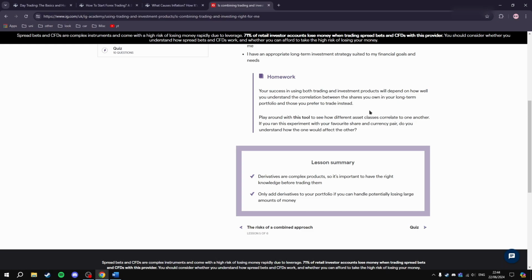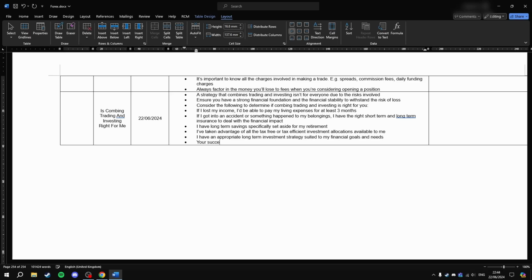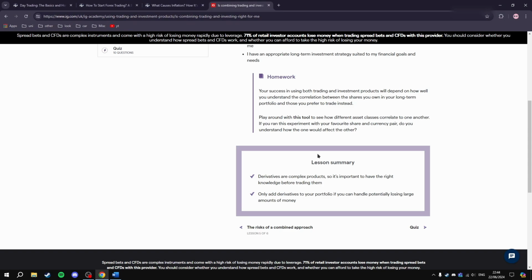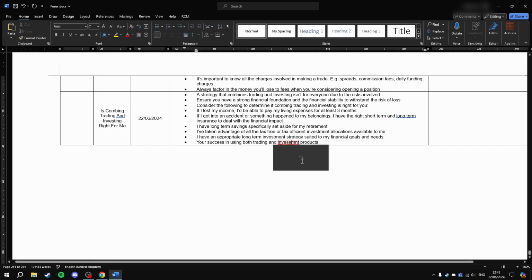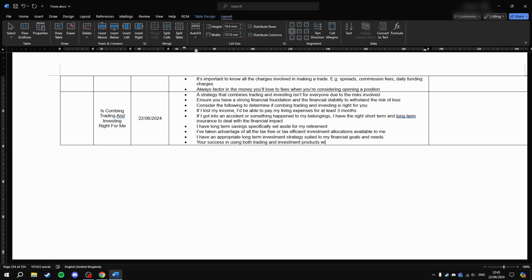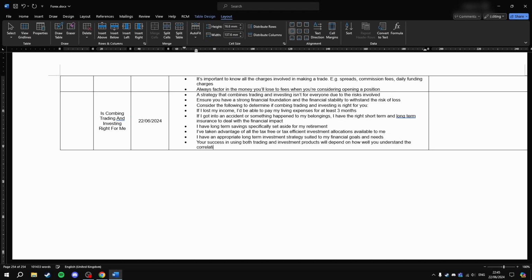Homework. Your success in using both trading and investment products will depend on how well you understand the correlation between the shares you own in your long-term portfolio and those you prefer to trade instead.